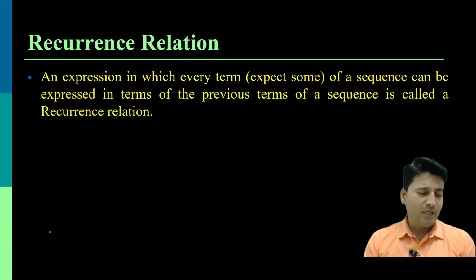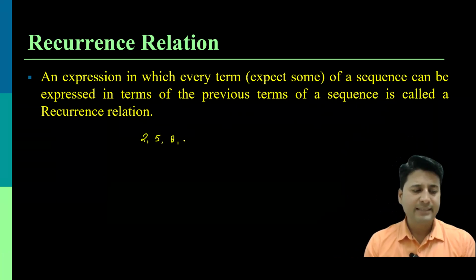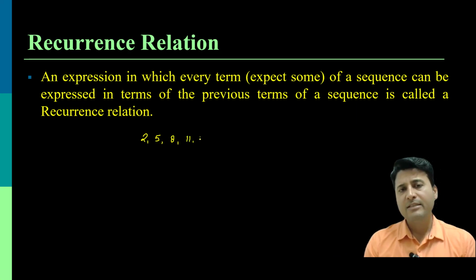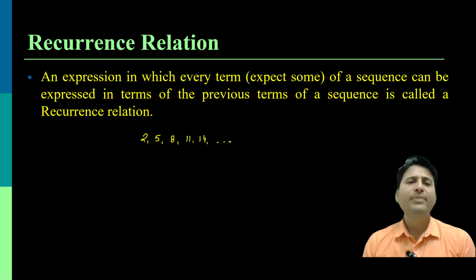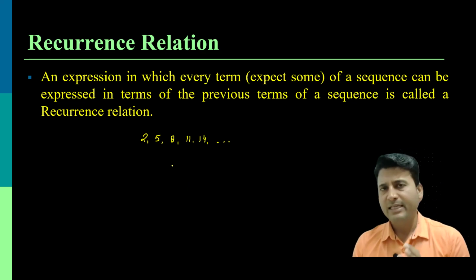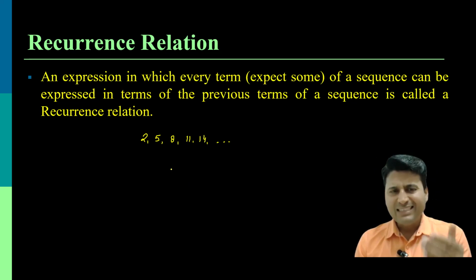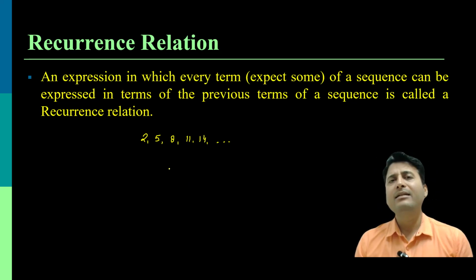Suppose that we have a sequence and its terms are written as 2, then 5, then 8, then 11, then 14. I just took a simple sequence and these are a few of its terms: 2, 5, 8, 11, and 14. Now over here, I hope everyone gets how exactly the terms of this sequence are progressing.